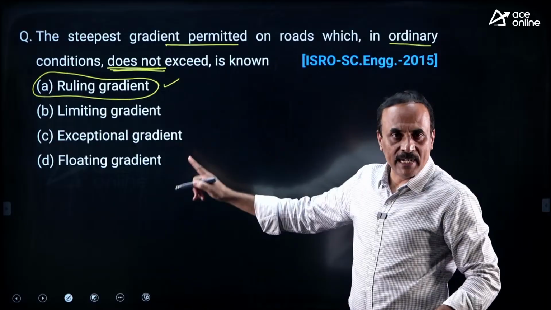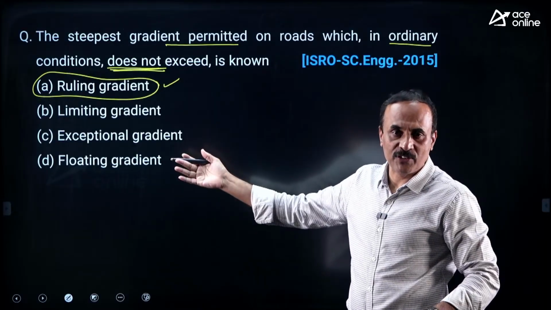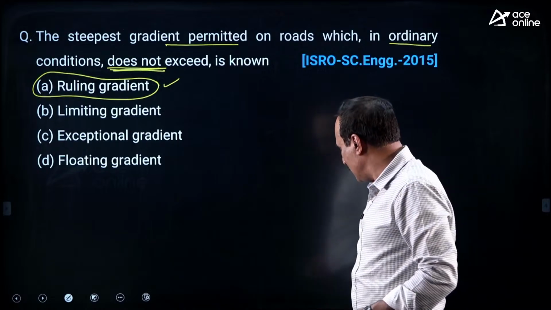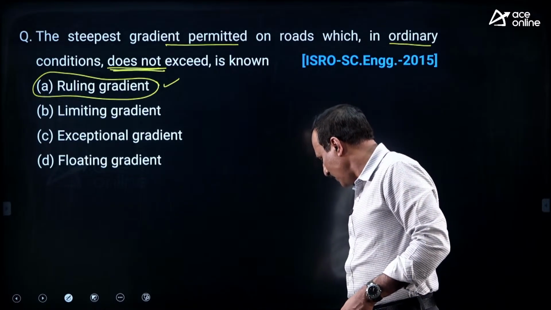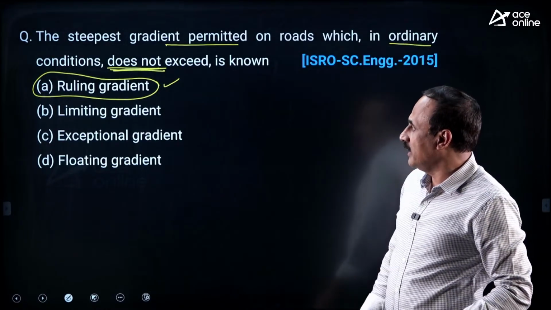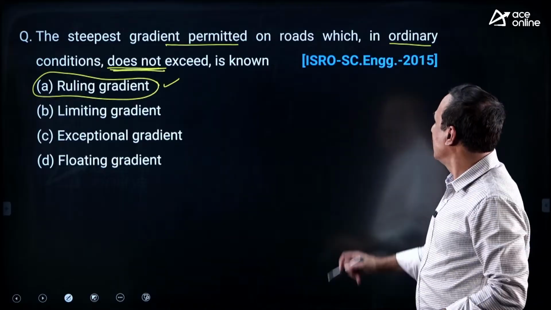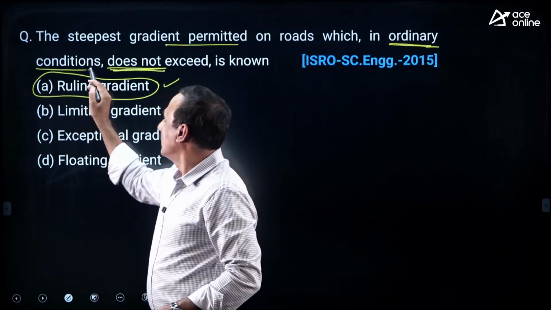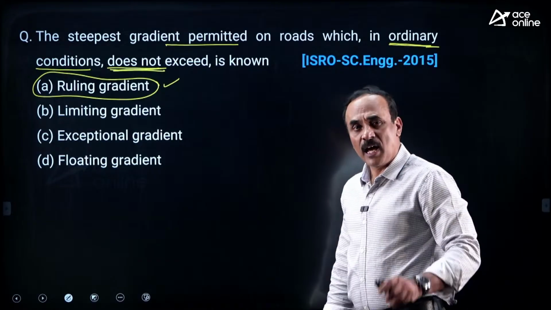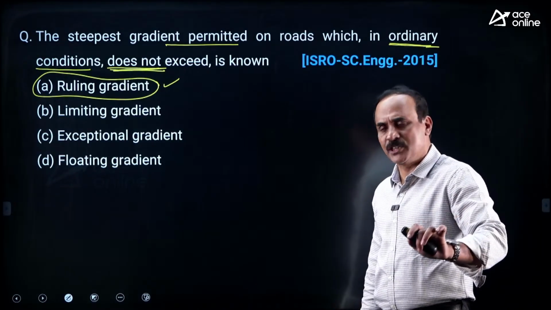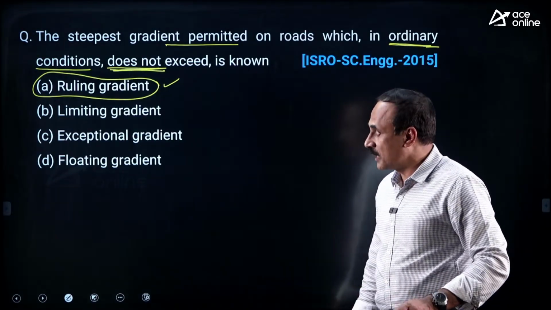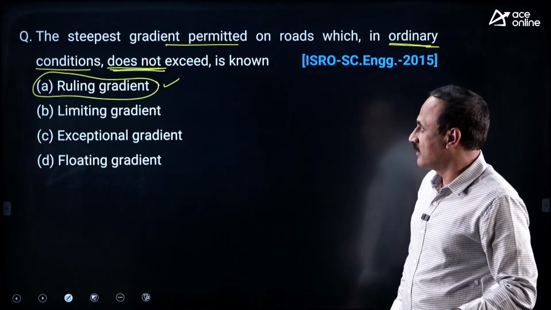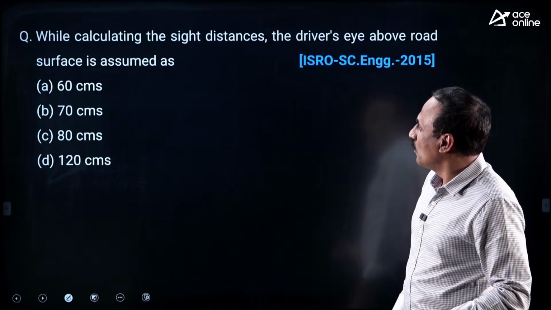Floating gradient is the gradient at which no tractive force is required to maintain constant speed. So, answer for this question is not the answer C, this is ruling gradient, because under ordinary conditions, under normal condition, under normal stretch, it is not the exceptional gradient, it is ruling gradient. Please remember this.